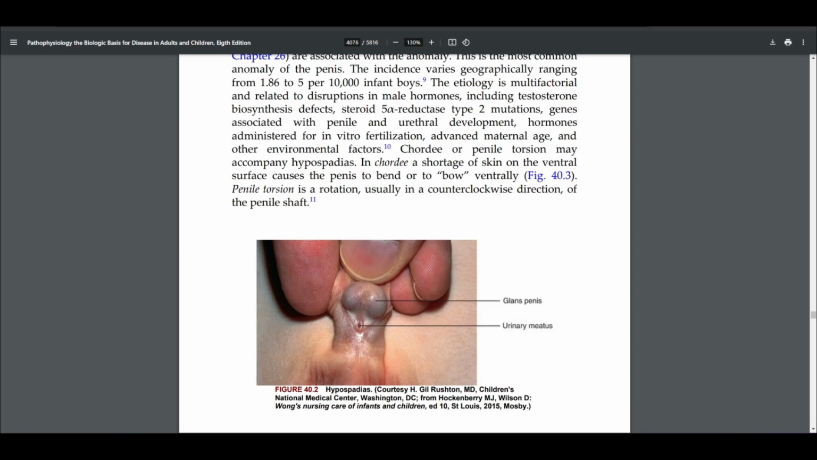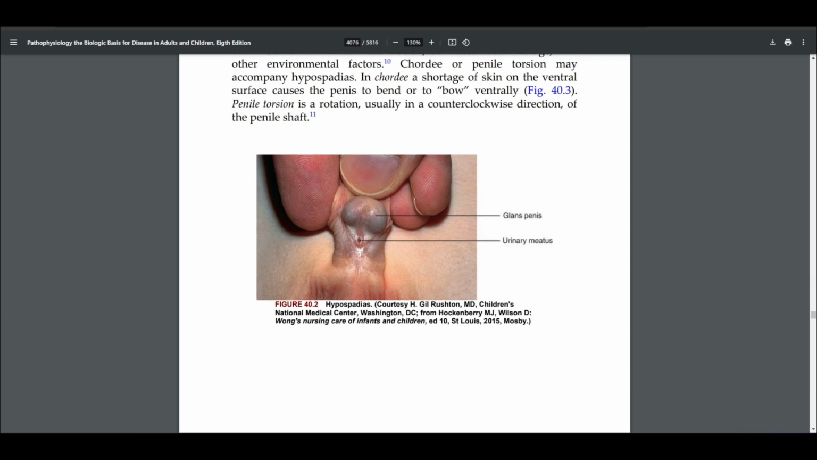In chordee, a shortage of foreskin or shortage of skin on the ventral surface causes the penis to bend or bow ventrally. Penile torsion is a rotation, usually in the counterclockwise direction, of the penile shaft.